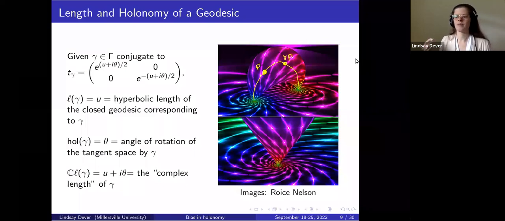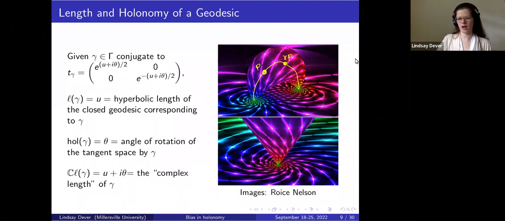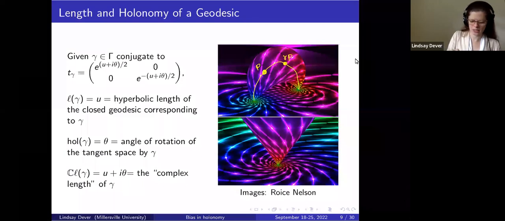And that will have some finite hyperbolic length, which we write as L of gamma. But we can also see in this picture that there might be some twist around the geodesic. And the angle of that twist when those 2 points are glued together is called the holonomy of gamma. Okay. And these can also be read off of the diagonal matrix that gamma is conjugate to. So they can be read off of here. And sometimes you might hear this referred to as the complex length.